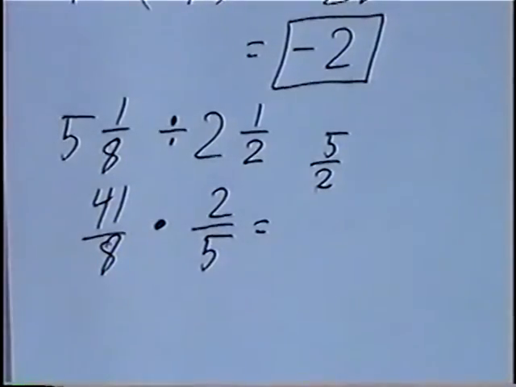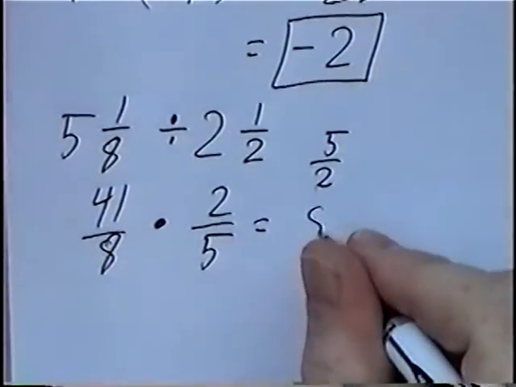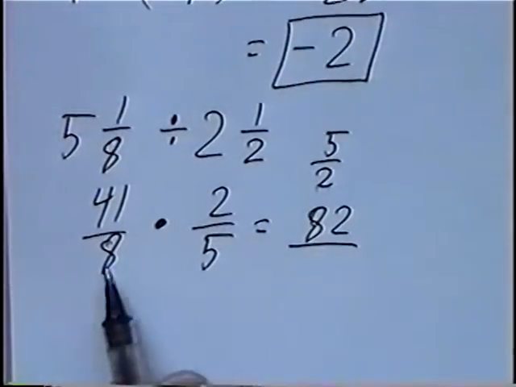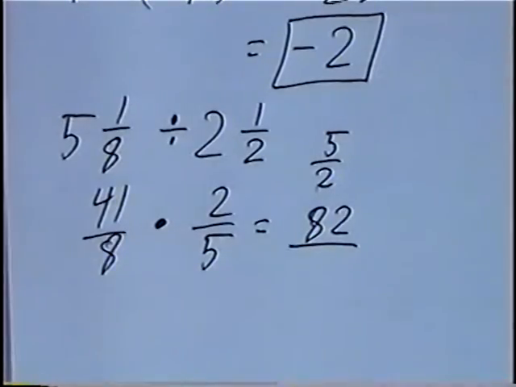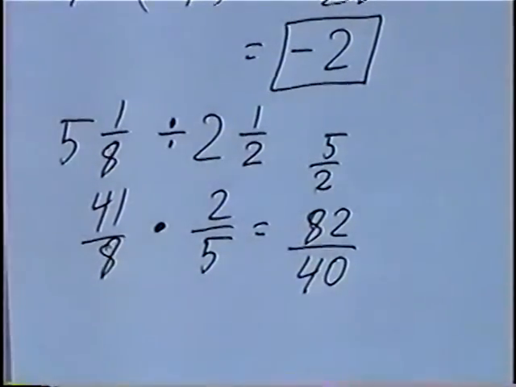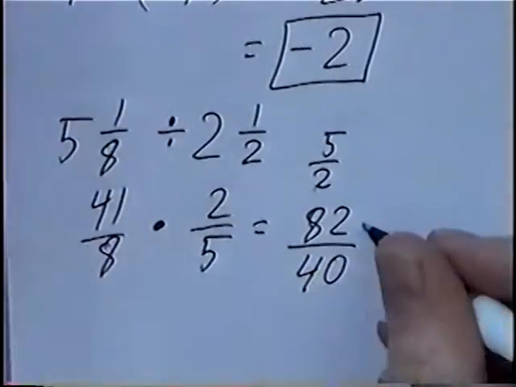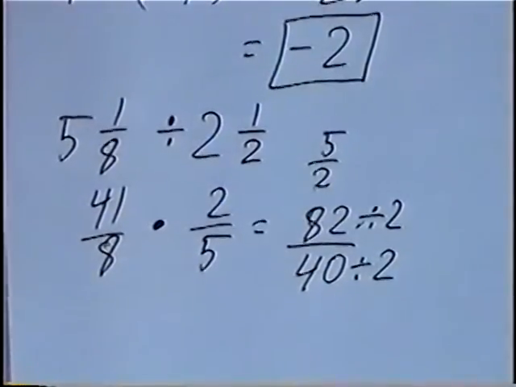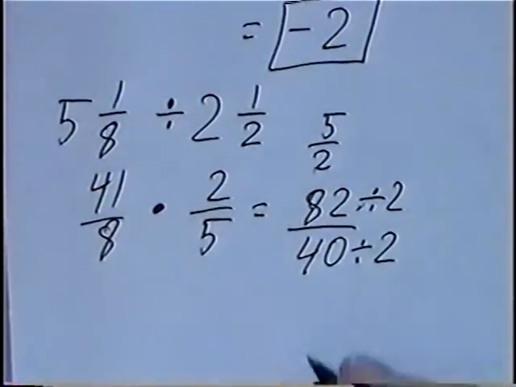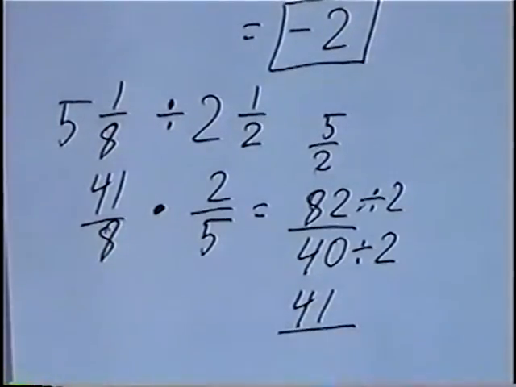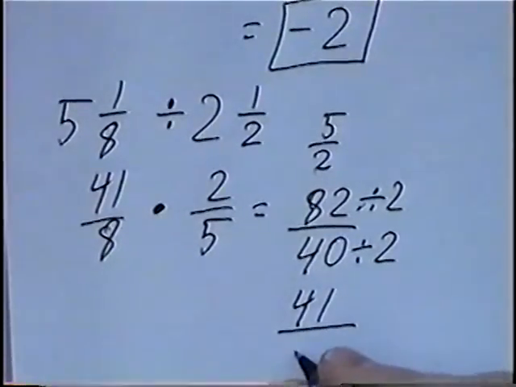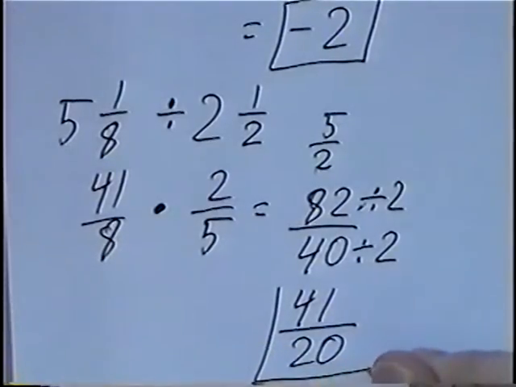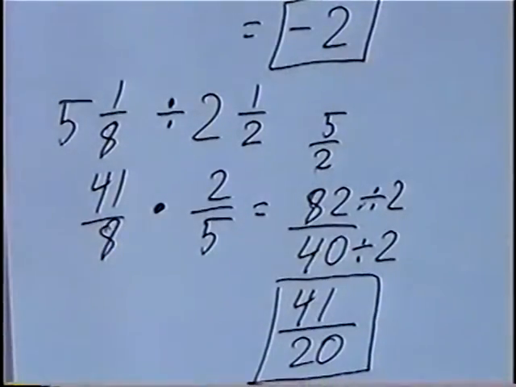Again, multiplying straight across, 41 times 2 would be 82. And 8 times 5 would be 40. Again, check to see if you can reduce fractions. Anytime you have two even numbers, we can always divide by 2. 82 divided by 2 would be 41, and 40 divided by 2 would be 20. So our final answer, 41 over 20.